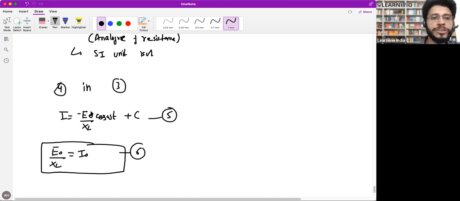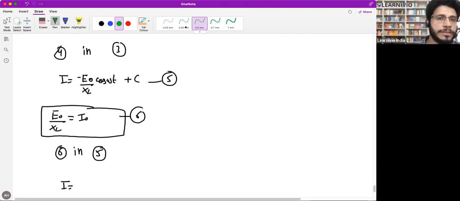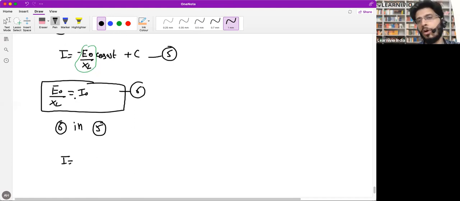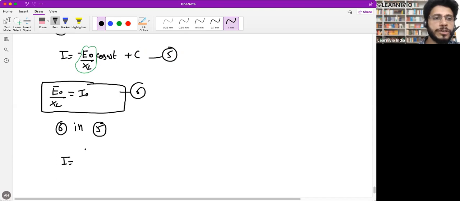So let's substitute 6 in 5. Instead of E naught by XL, you can write I naught. When you substitute 6 in 5, we get I is, instead of this E naught by XL, I'm writing I naught. This XL is doing the work of resistance. You can say that this is sort of resistance for a circuit having an inductor. So when you substitute I naught, you get minus of I naught cos omega t plus C.